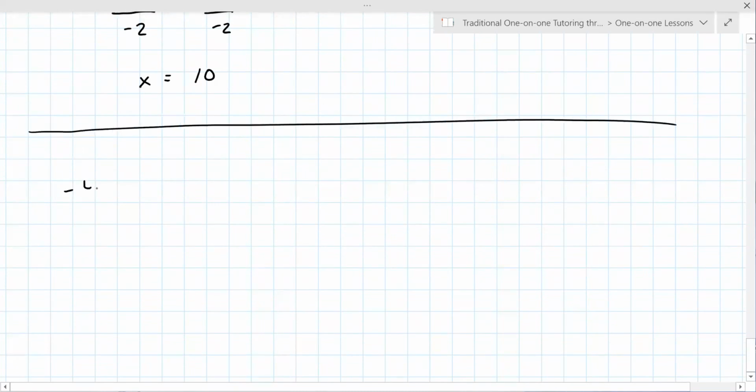Okay, so let's have you try one on your own here, please. Negative 4x minus 7 equals negative 23. See if you can work that out on your own, please.